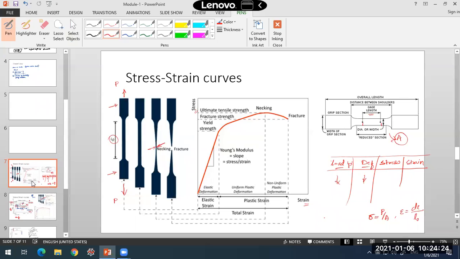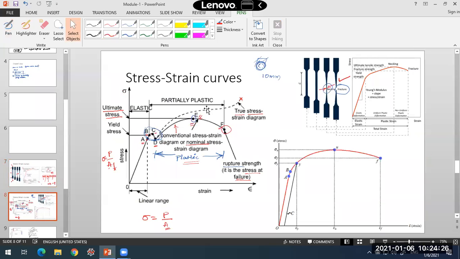Now if you are able to measure that reduction in the diameter, and if I take that area into consideration while calculating the stress, you'll be able to achieve this curve. What you plot, you'll get this curve here. But since we are using the original area only for every calculation, we are finding that the failure stress is lesser than the ultimate stress, whereas the fracture stress will be more than the ultimate stress in the true curve.